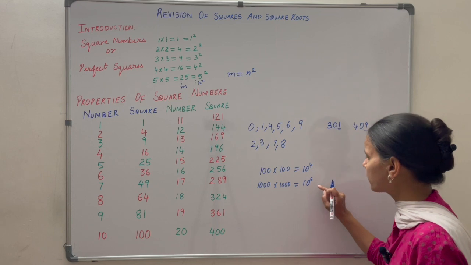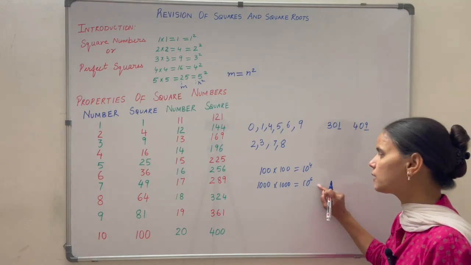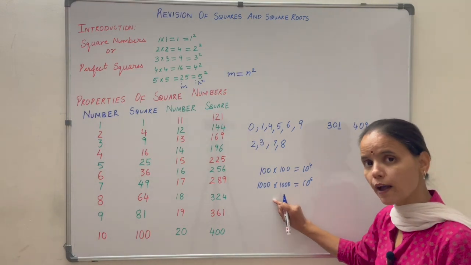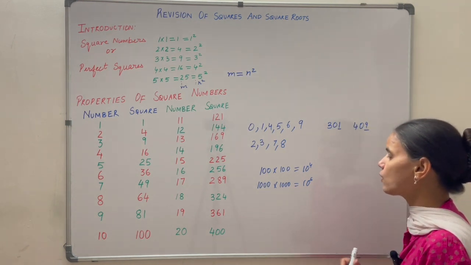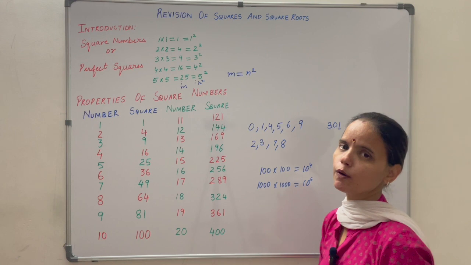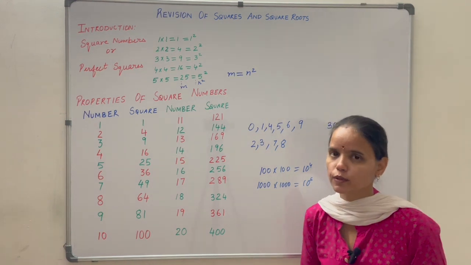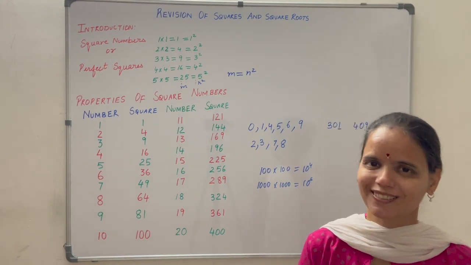That means in a perfect square you have double the number of zeros than you have in the number. So we can say that a square number always has an even number of zeros. A square number always ends with an even number of zeros.